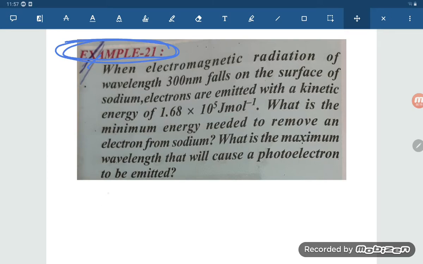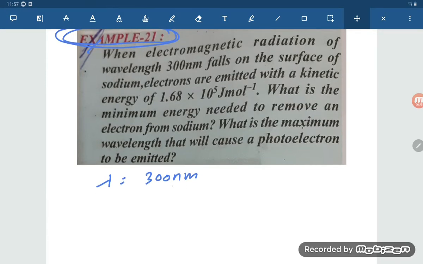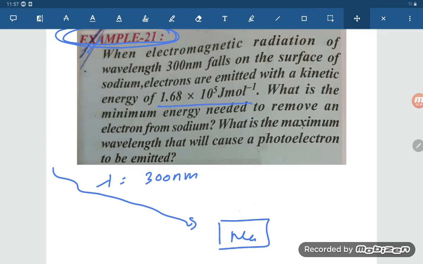That is the wavelength they have given, 300 nanometer, on the surface of sodium. This radiation is falling on the sodium, the Na metal. On the surface of sodium, an electron is emitted with kinetic energy. So when the radiation falls here, the electron is emitted, and they are giving the kinetic energy.